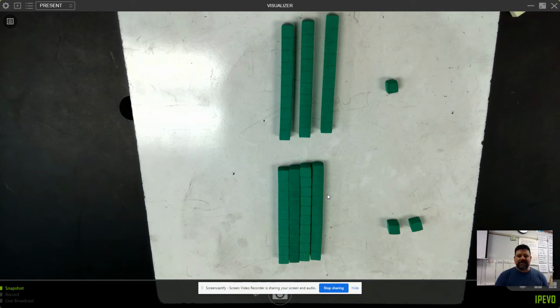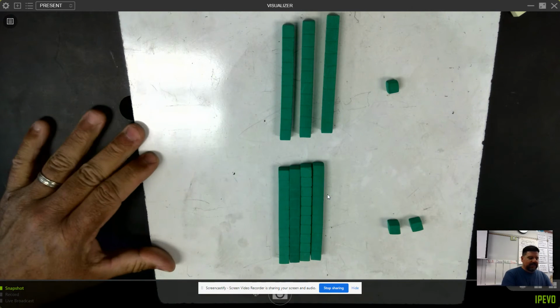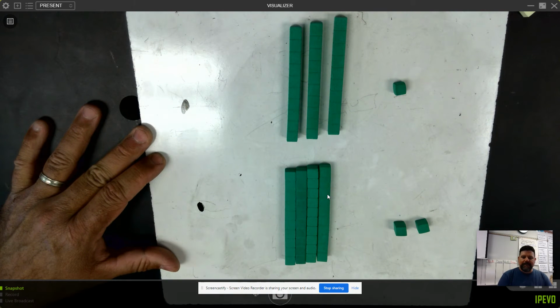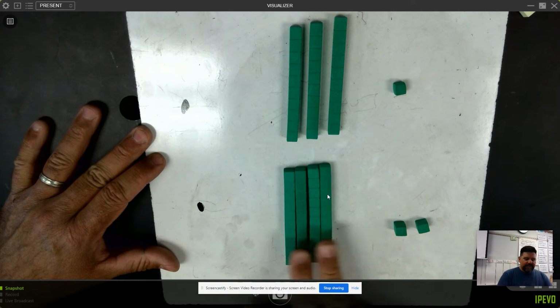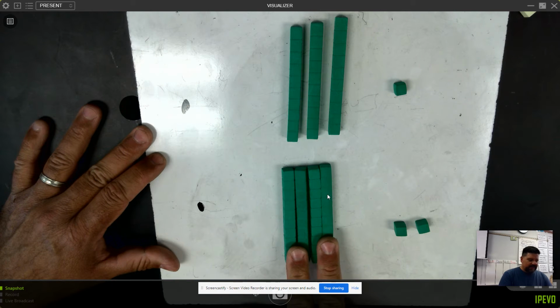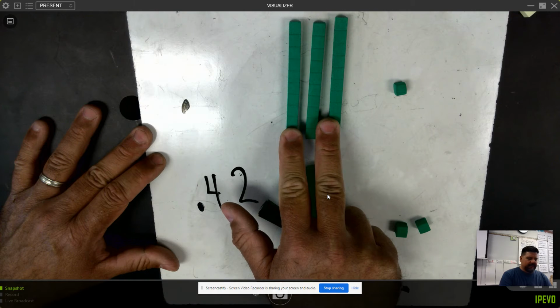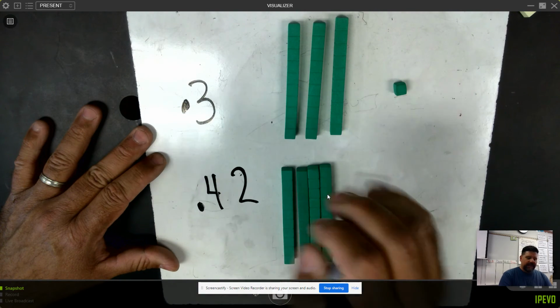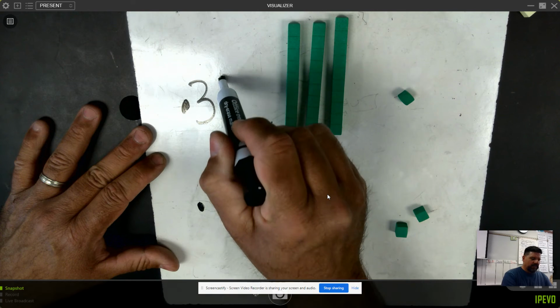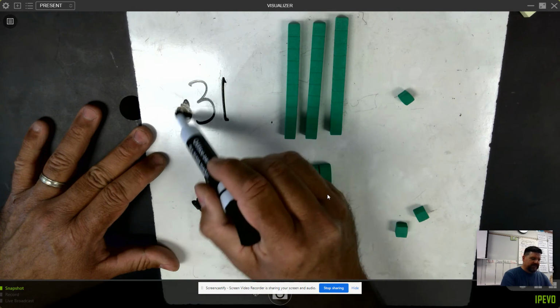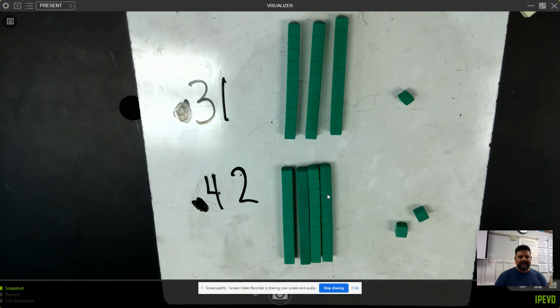To show this in the traditional method, we're always going to stack our decimals. That way we can line up our place values. These 4/10 belong in the tenths column, and these 2 hundredths belong in the hundredths column. These 3/10 belong in the tenths column, and this 1/100th belongs in the hundredths column. I see 31 hundredths compared to 42 hundredths, and my decimals are stacked.